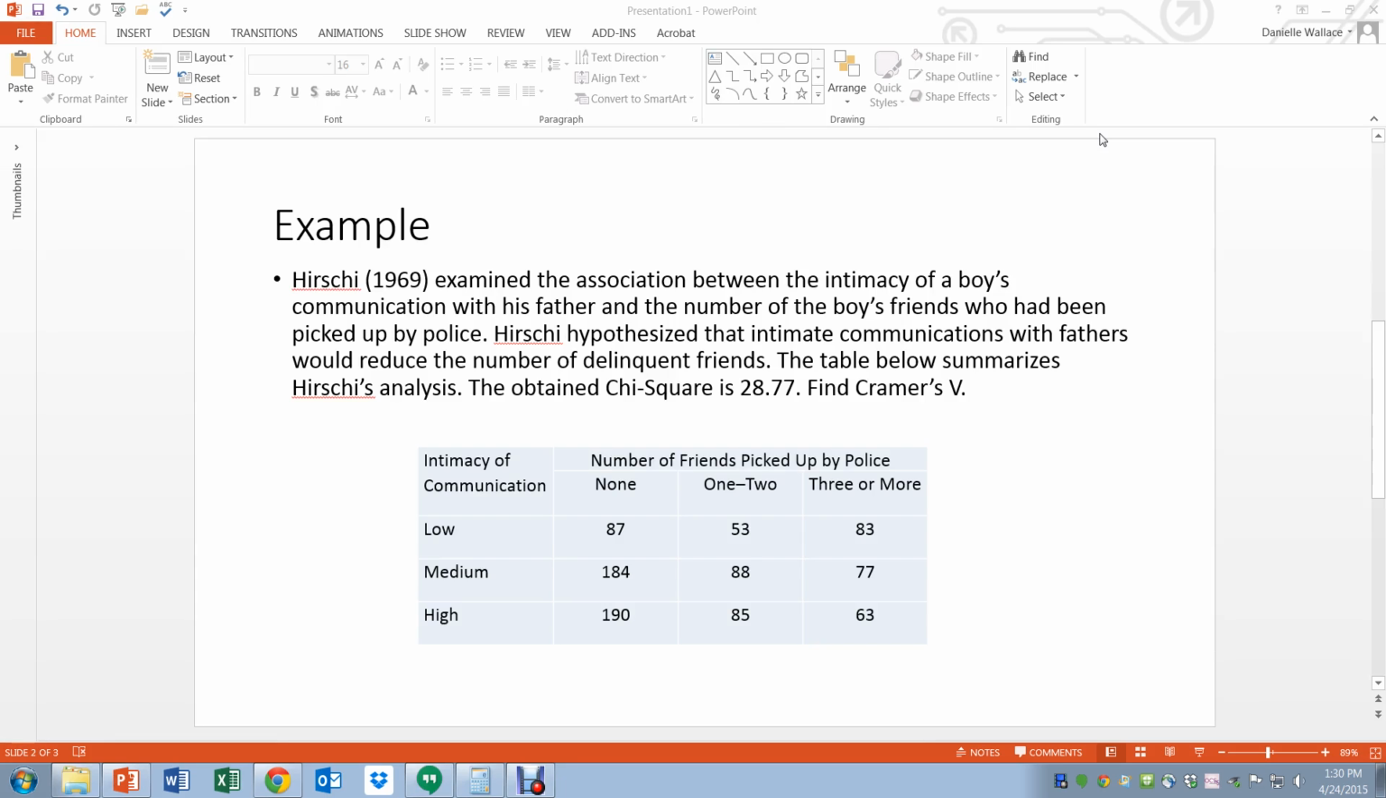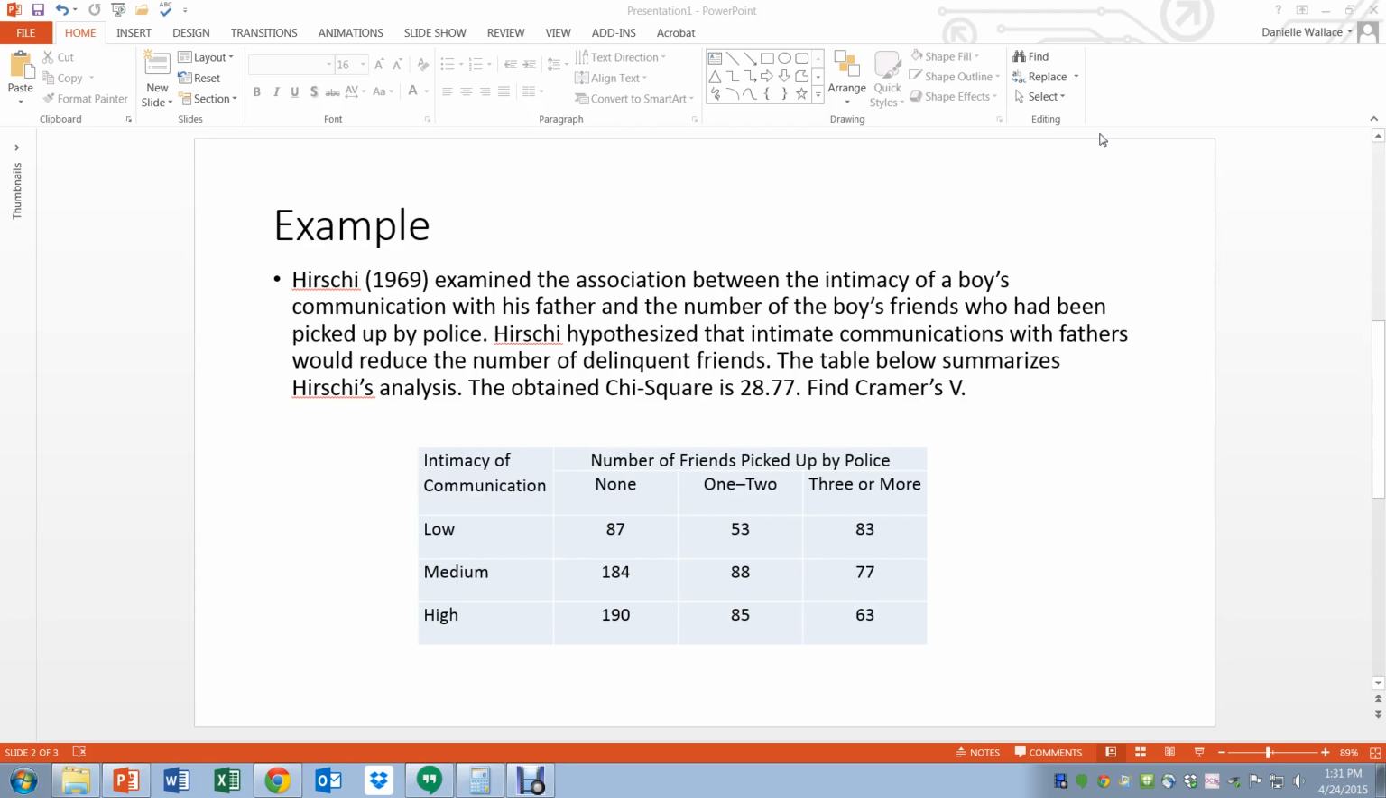In 1969, Travis Hershey examined the association between the intimacy of a boy's communication with his father and the number of boys' friends who had been picked up by the police. Hershey hypothesized that intimate communications with fathers would reduce the number of delinquent friends. The table below summarizes his analysis. They did a chi-square test and found that the test was statistically significant and that its value was 28.77.